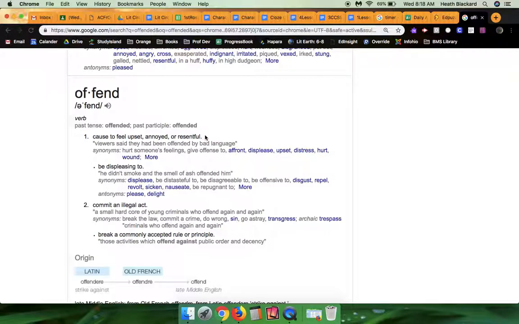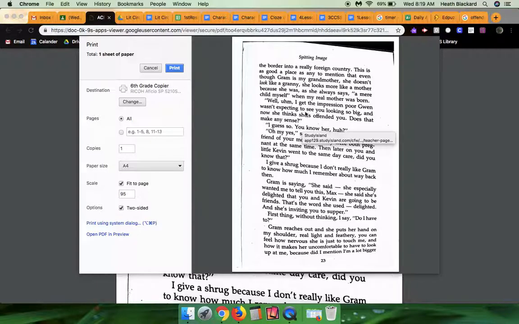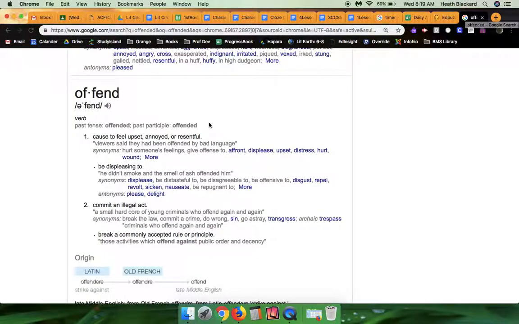And when I look at the first one, I'm going to see how they use it. "Viewers said they had been offended by bad language." And that, she didn't use bad language. That doesn't make any sense. Hurt someone's feelings. Oh, she did feel like she may have hurt his feelings, so that does make sense. So after doing some thinking and comparing and putting words back into the sentence, let me try that. "You look so big, she thinks she hurt your feelings." She thinks she's hurt your feelings. Well, that makes sense. That is the definition that I want to use.